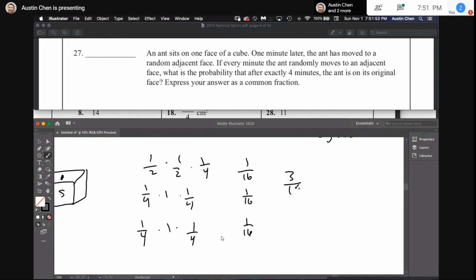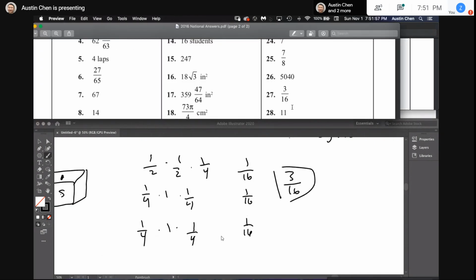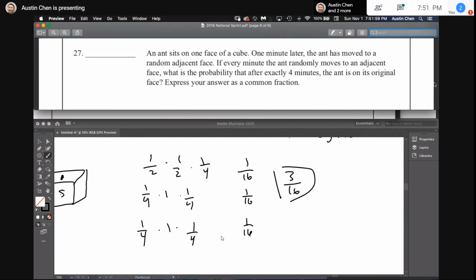So then we just have 3/16. Yeah, that's your answer. This one is pretty easy, I think. It's really not that hard, especially since you only have 4 moves. So it's not that hard. You don't have many cases either.